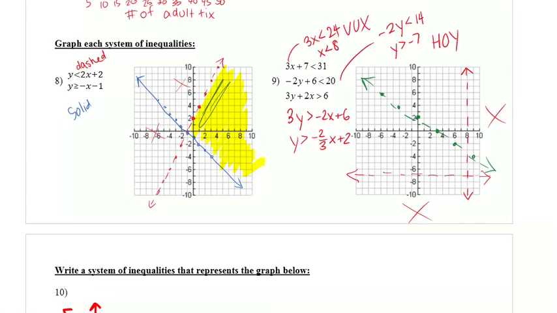And we want things above it, so in terms of this final line now, we are going to shade things that are above it. Can't go past that vertical line, and we are good.